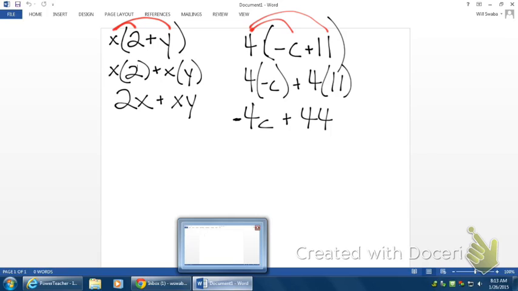Any questions on that? Distributing. Whatever's on the outside, you're just multiplying it times each term on the inside. Let's say if it's a little bit backwards. Let's say if I have this, what would I do here?